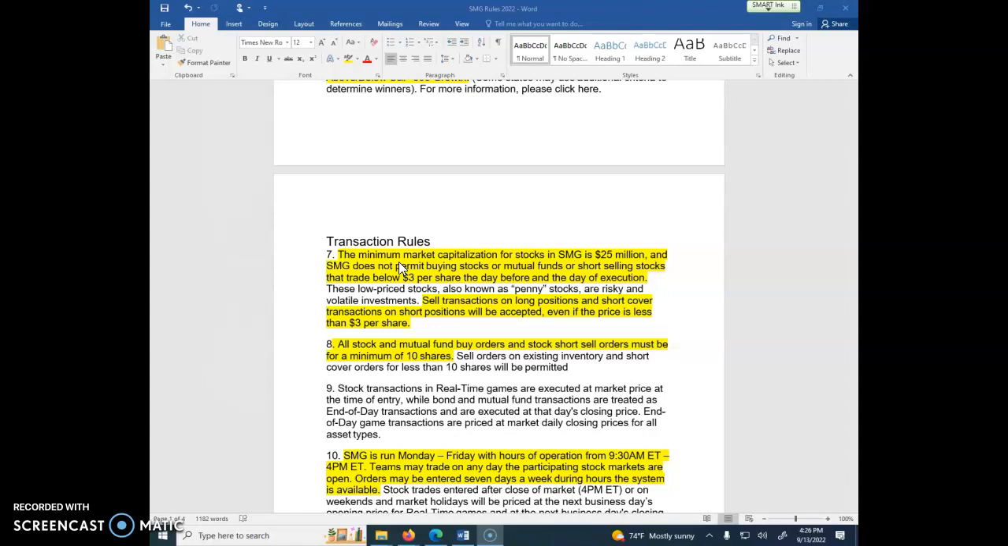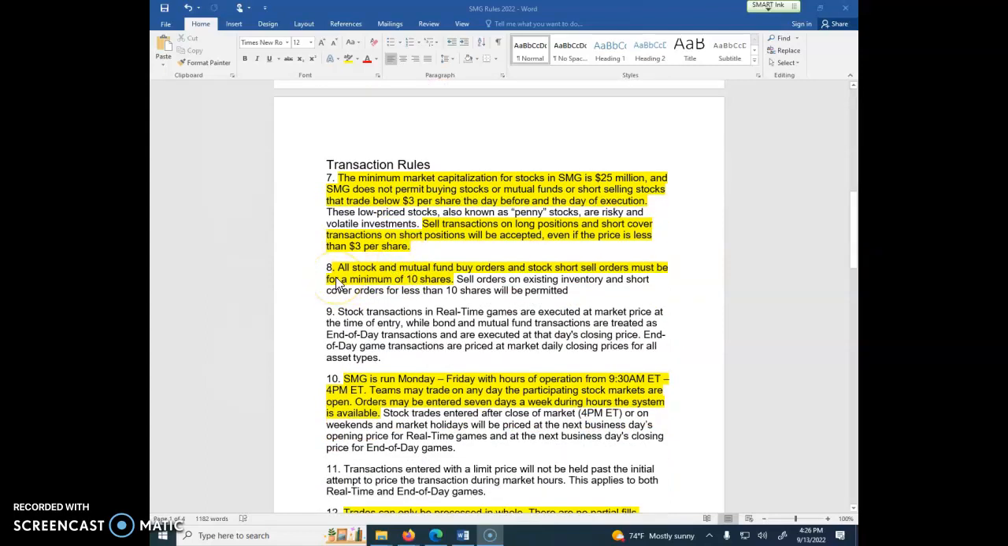However, you may buy a stock, say that's $4 per share, and maybe that stock price goes down and it dips below $3 per share. You can still hold the stock, but you just can't buy it if it's less than $3 per share. And if it does fall below $3 per share, you are allowed to sell at any time, even if it is below $3 per share.